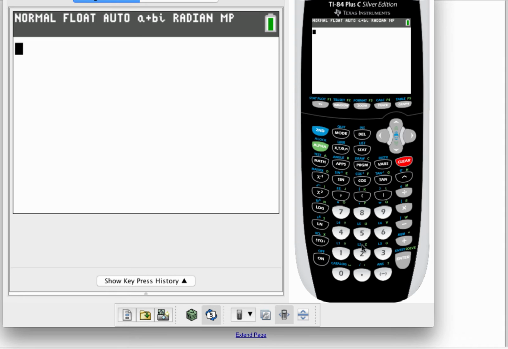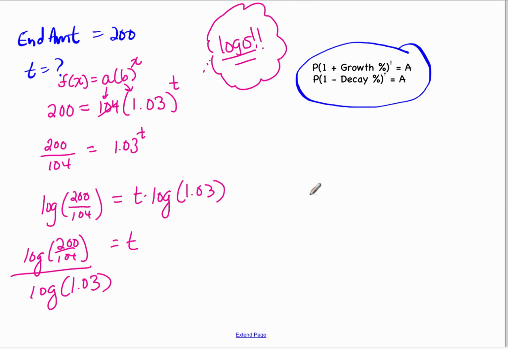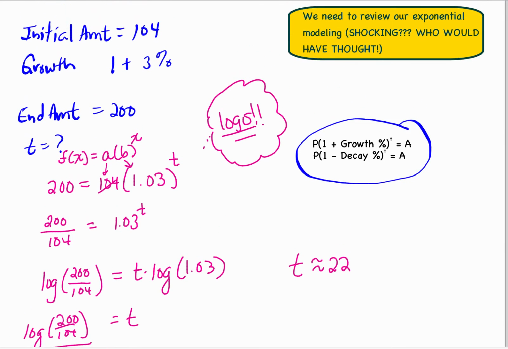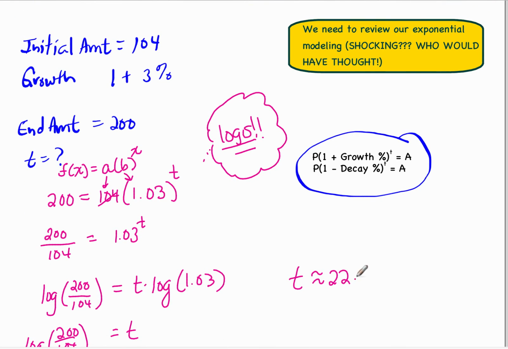Let's clean that up. They want me to take the log of 200 divided by 104. Notice I did not divide it out. I'm going to let the calculator do that and divide that by the log of 1.03. Roughly 22 years. So we're going to round that to the nearest whole. So we say the time is approximately 22. Wait, is it years? I have to come back up here and look. Per year. Yep, there it is. 3% per year. So that is 22 years.